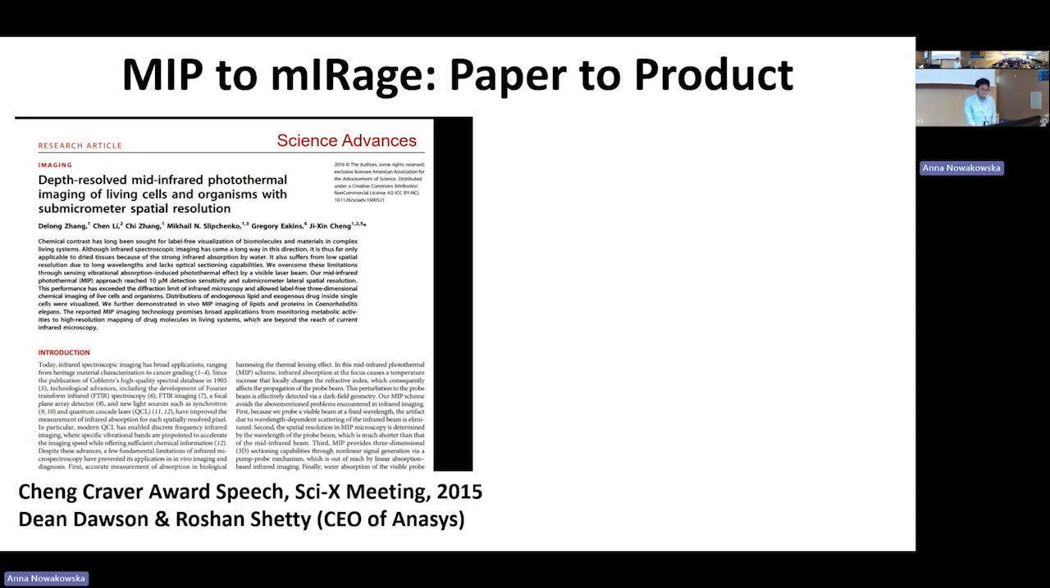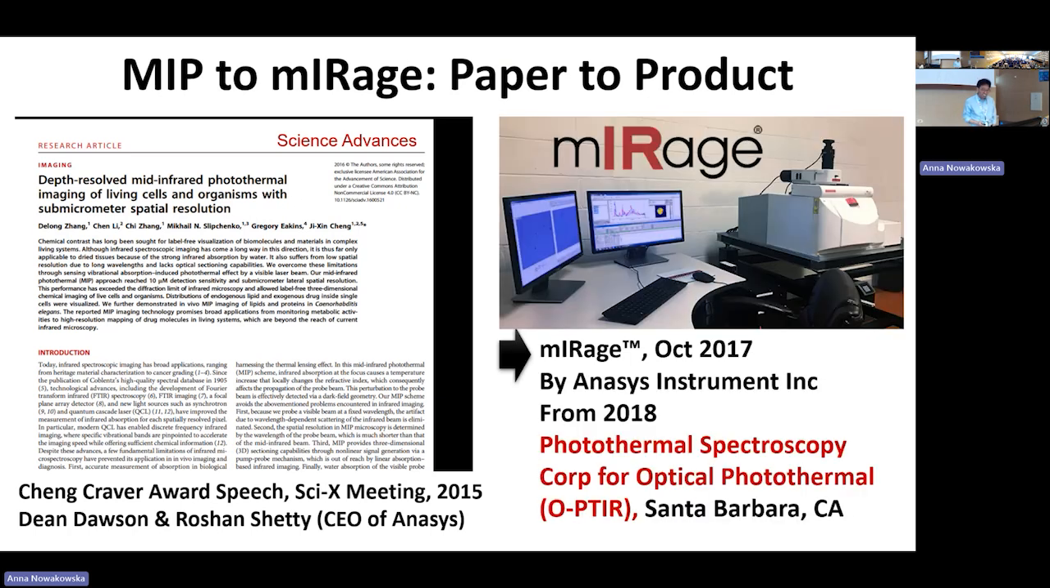Back in 2015, I was giving a talk in Science, and I presented this paper before it was published. That's the story I told many times. I have Ding Dawson and Roshan Shetty in the audience, and they are leaders of ANSYS, which produces FMIR. FMIR is one nanoIR, but they can only image the surface. They cannot go inside the tissue, and they are looking for a new technology.